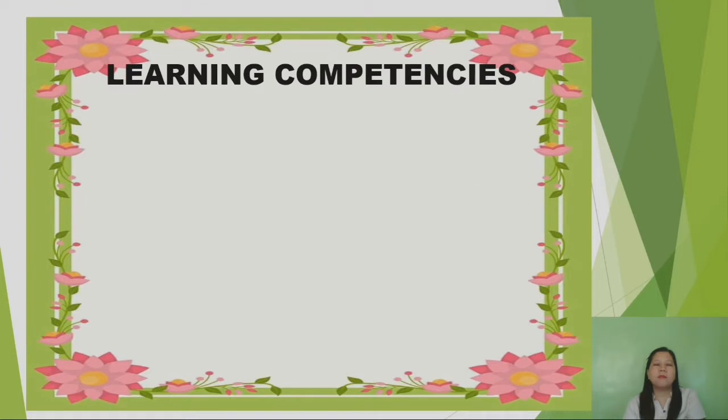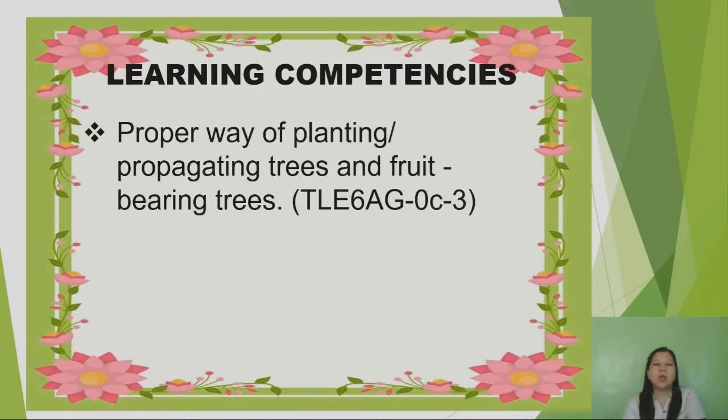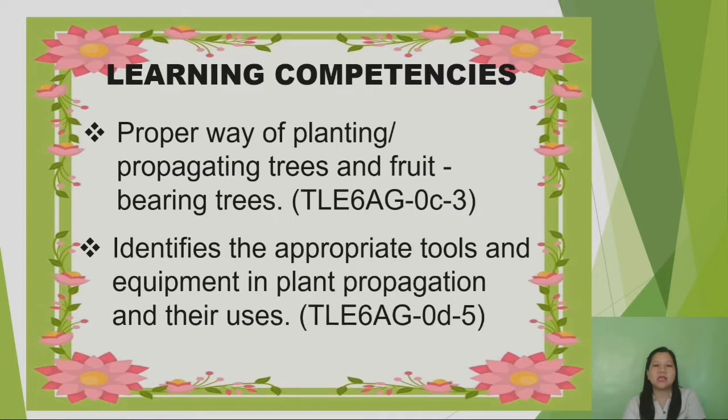For our learning competencies, proper way of planting or propagating trees and fruit-bearing trees, TLE 6 AG-0C-3: identifies the appropriate tools and equipment in plant propagation and their uses. TLE 6 AG-0D-5.